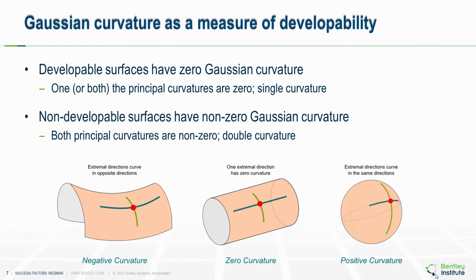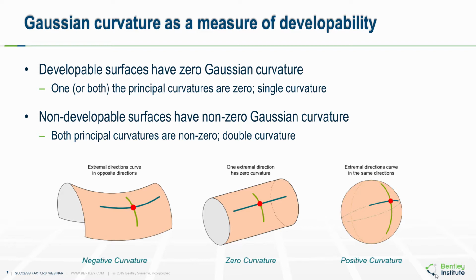So we can use Gaussian curvature as a measure of developability of a surface. A developable surface has zero Gaussian curvature everywhere, which essentially means that one or both of the principal curvatures are zero, i.e. the surface only has single curvature, so you can unroll it to form a flat plane without any wrinkling or stretching. And non-developable surfaces have non-zero Gaussian curvature, which can either be positive or negative, which basically means that both principal curvatures are non-zero, i.e. there's double curvature in that surface.